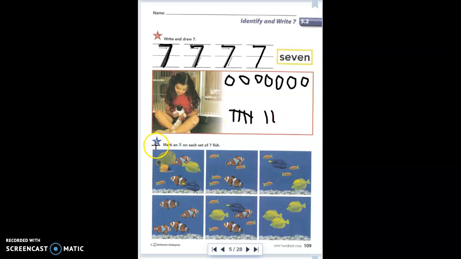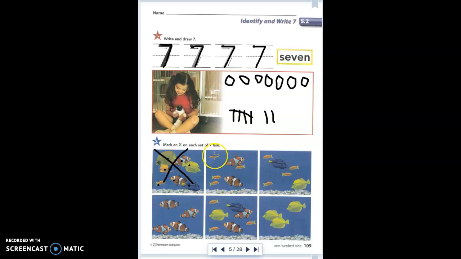At the bottom, they would like me to put an X on each group of 7 fish. This is a little complicated because the fish are all kind of squished together, so I need to be careful when I'm counting to make sure that there are 7 in each tank. I'm going to make a mark on the fish as I count them so I know which fish I have counted. 1, 2, 3, 4, 5, 6, 7. This group indeed has 7, so I need to put an X on it.